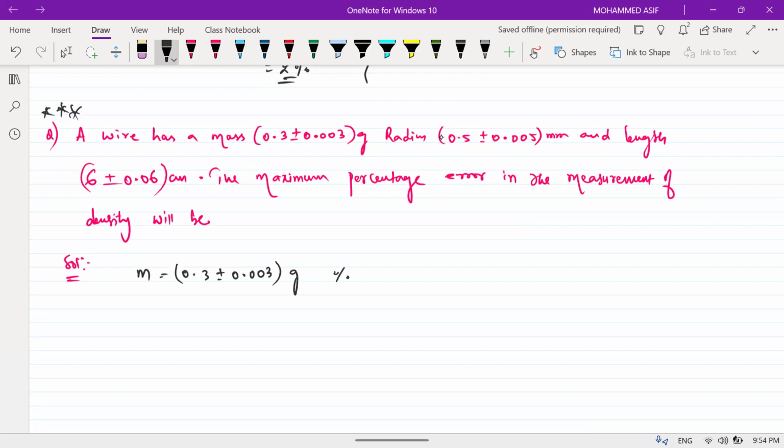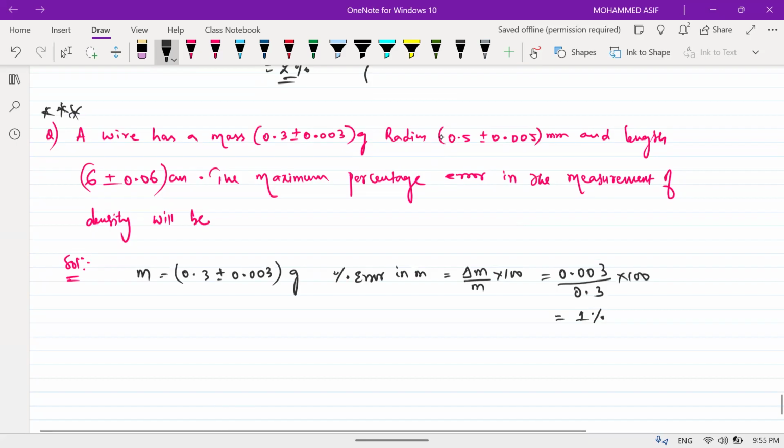Mass is 0.3 plus or minus 0.003 grams. इसका परसेंटेज एरर कितना रहेगा बेटा? Percentage error in mass will be equal to delta m divided by m into 100. Delta m is 0.003 divided by mass is 0.3 into 100. So this will be equal to how much? 1%.